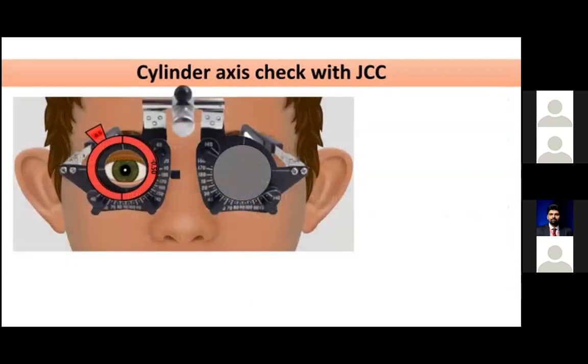And let us see how we go about refining the axis of the cylinder with JCC. Okay, so we place the JCC with its handle in direction of the.